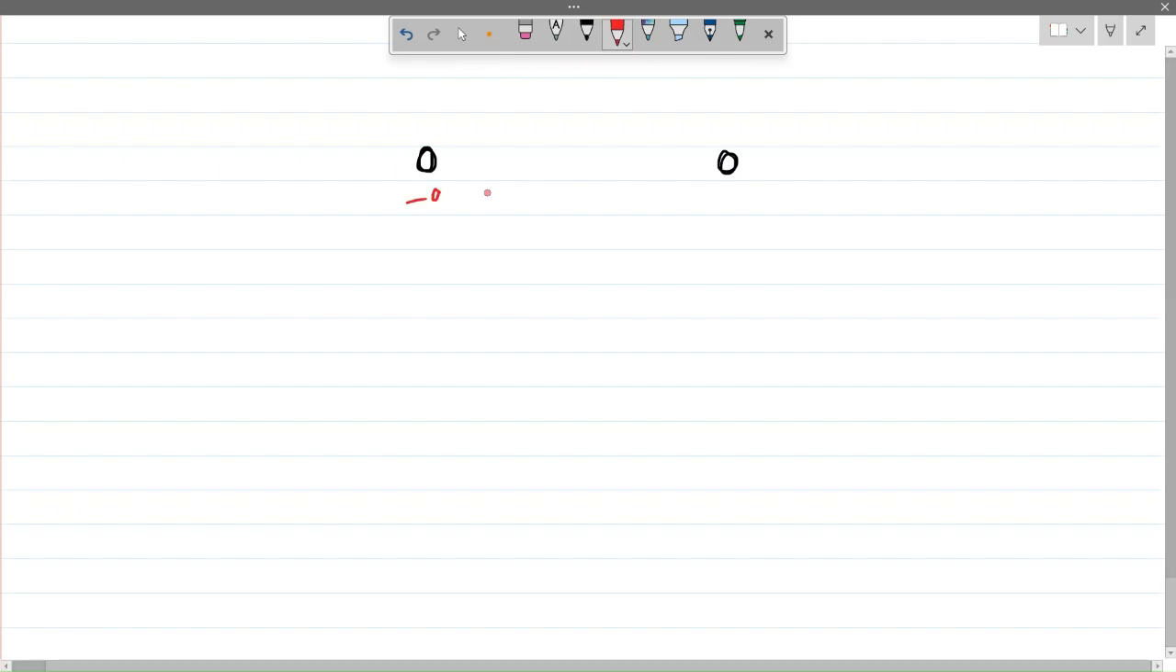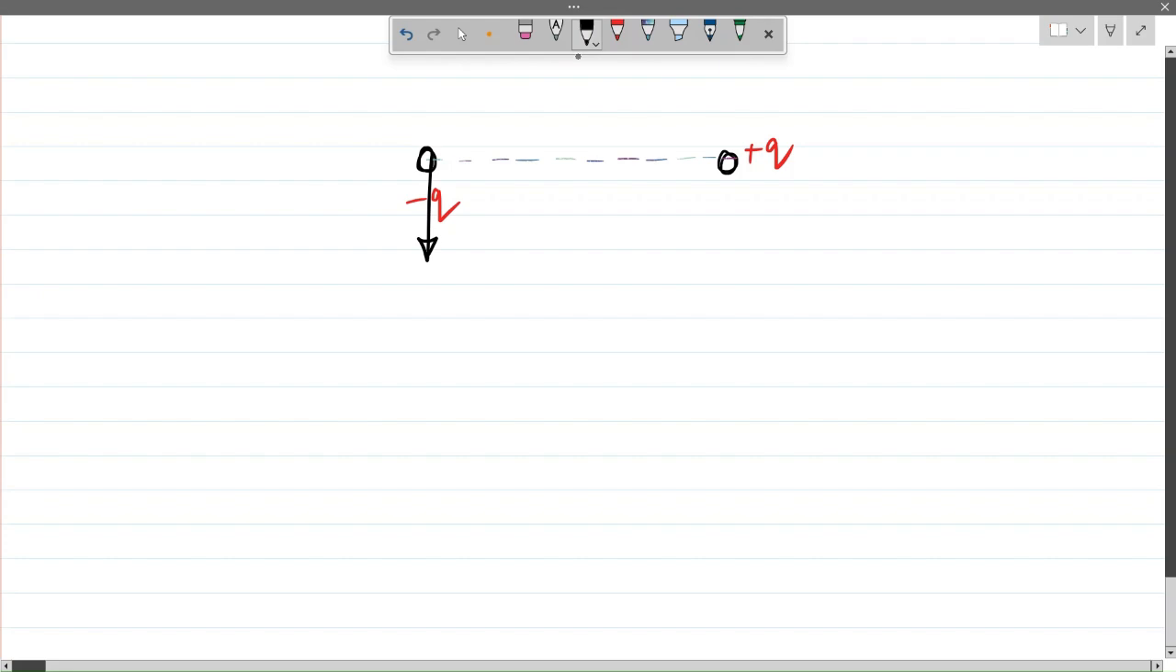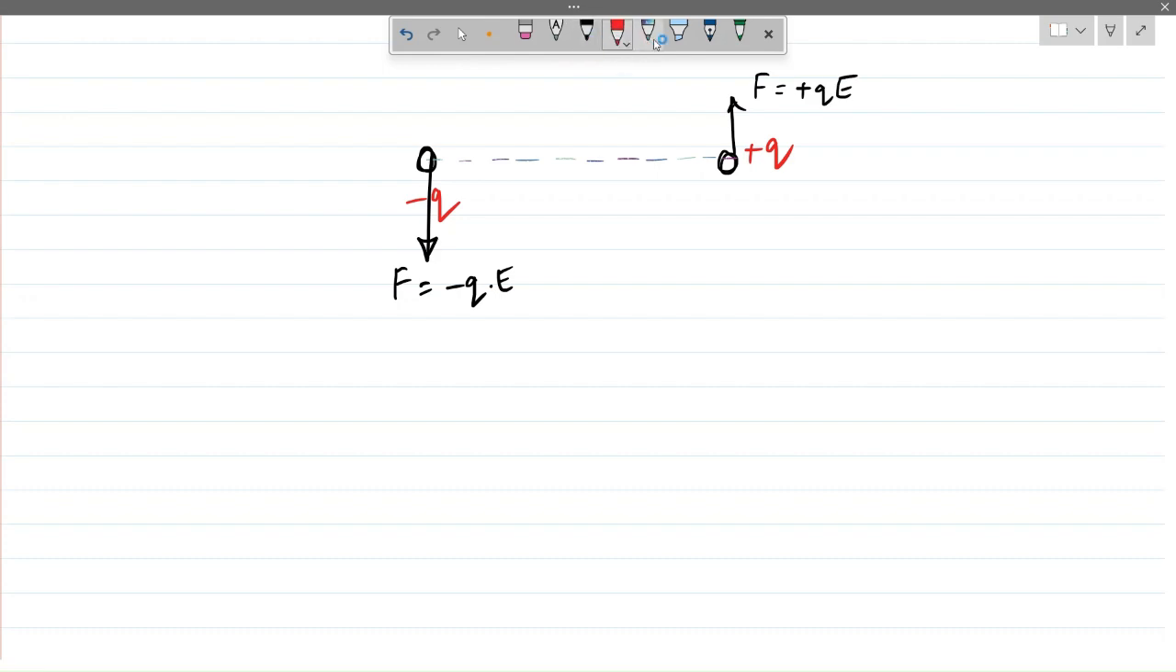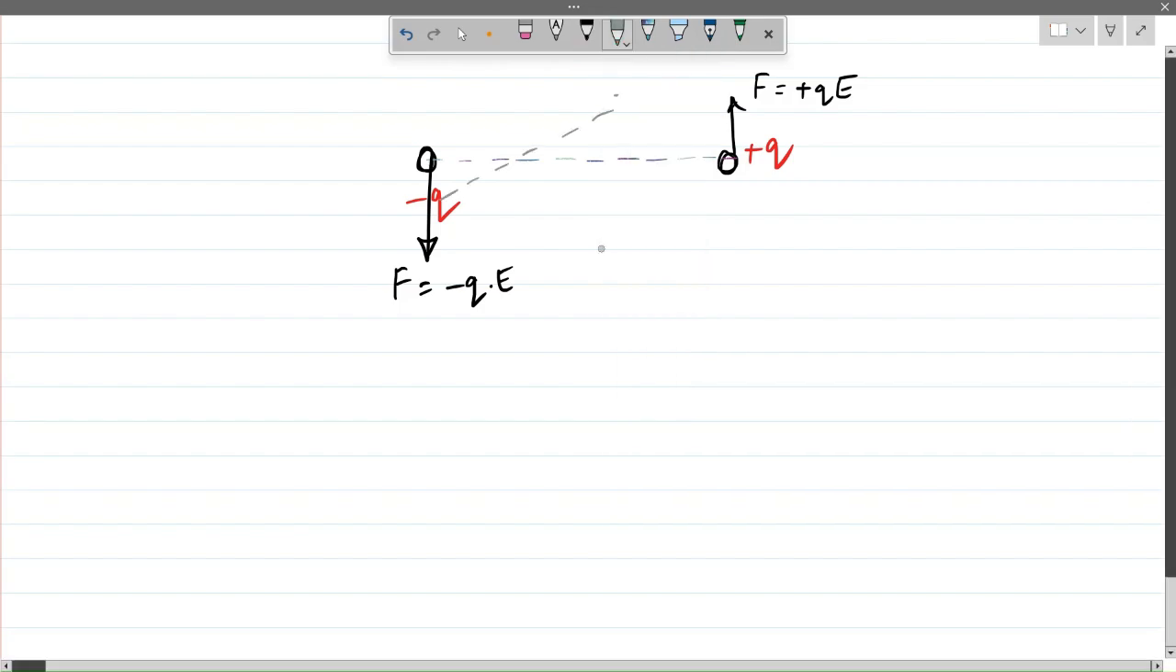Now let us consider these 2 point charges. Say for example, this is minus q and this is plus q, and this is the distance between these two charges. Here F, that is the electrostatic force, is acting in the downward direction because it is negative, that is minus q into E. Here F is acting in the upward direction because it is positive, F is equal to plus q into E. Now what happens? Since there is a presence of electric field at this particular point, there is a presence of electric field in this direction.